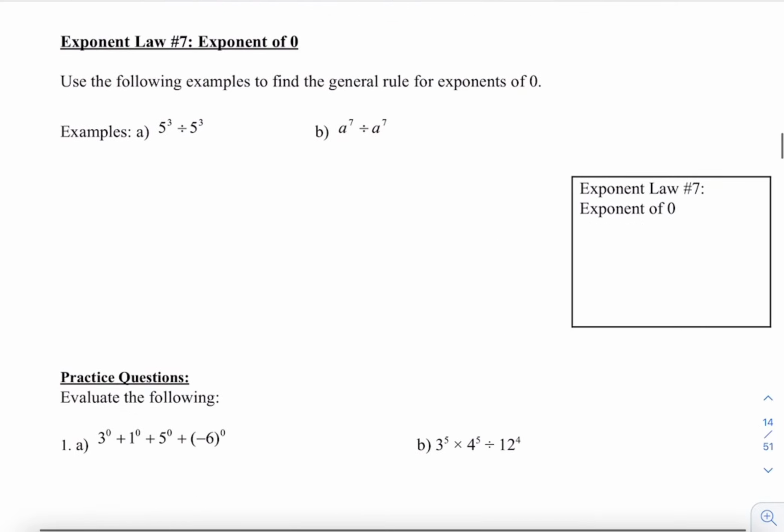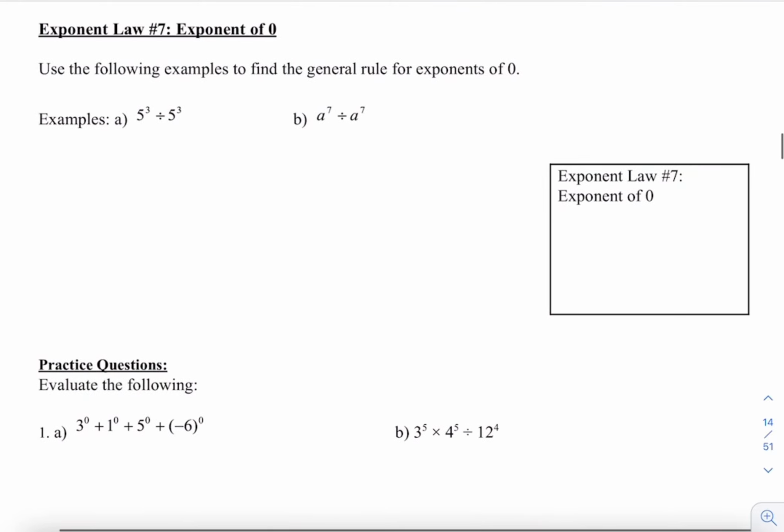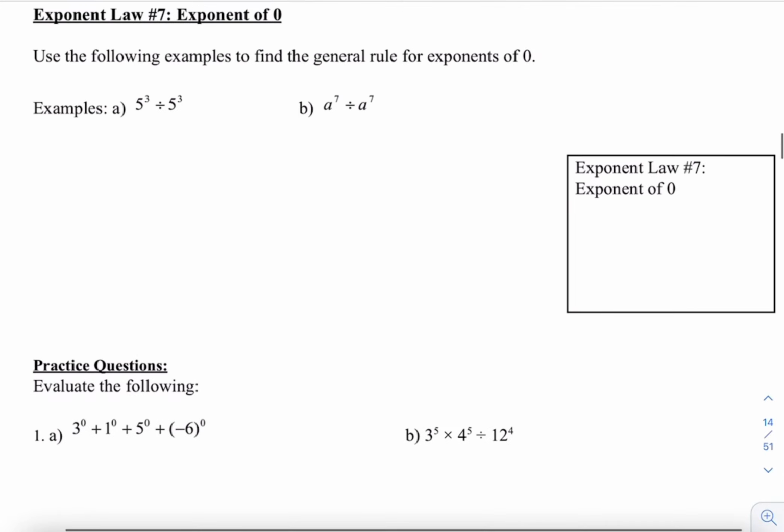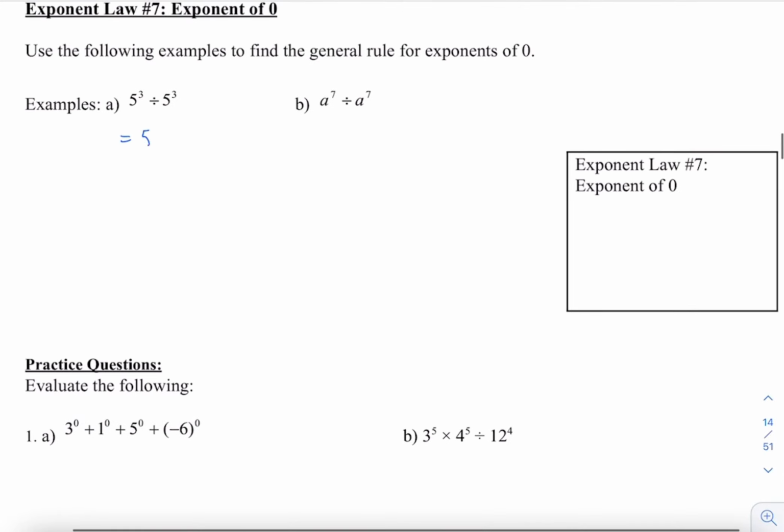We're going to add one more here, the exponent of 0. So if I were to explore these two examples, 5 to the power of 3 divided by 5 to the power of 3, I can write this in two ways.